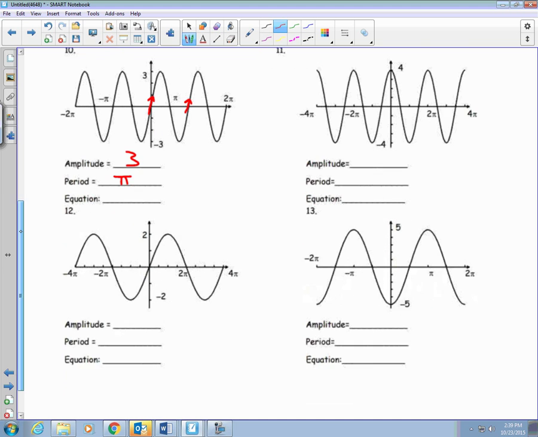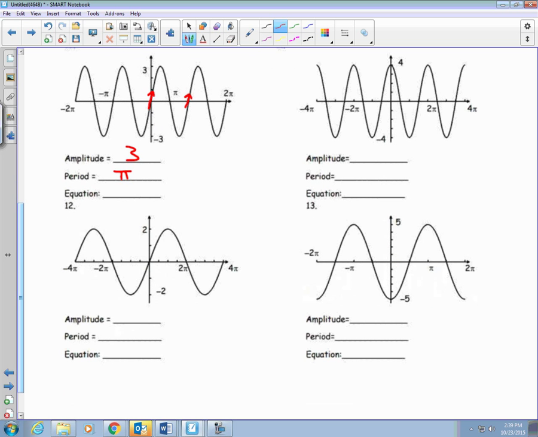Can we write the equation? Okay, so this is going to be a little bit tricky, you guys. We have y equals, what number goes in front of sine? 3. And is it sine or cosine? Why? Because it starts at 0, so it's sine. So 3 sine.